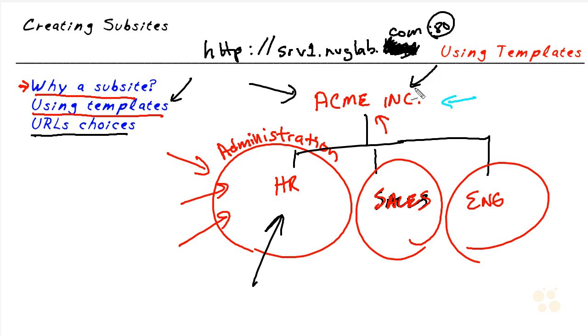So what we need to decide is, what do we want the URL to be to reach HR? So as part of the creation of this subsite, we could add on a subsite URL identifier. And for HR, perhaps we use the letters HR. So a user going to srv1.nuglab.com/HR would connect to the HR subsite. And for sales, we could use a /sales. And for engineering, we could use a /engineering. Or ENG for short, whatever we decide to use.